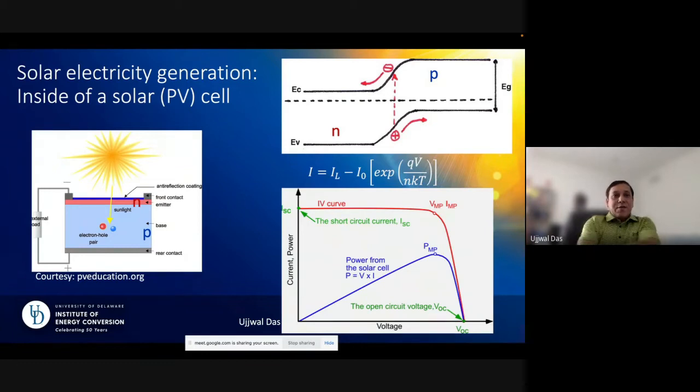So now I'll go in the next few slides a little bit about science, that what we do every day, but not too much into details. So first, I want to describe a little bit how can we generate electricity from solar. If we need to understand that, we need to look at the inside of a solar cell or solar panel. What happens inside there?